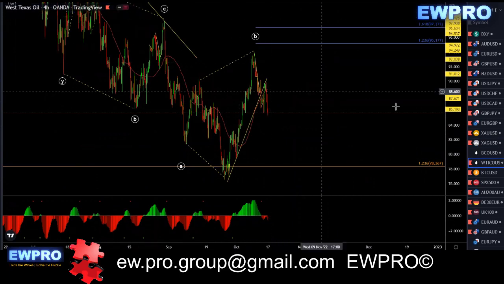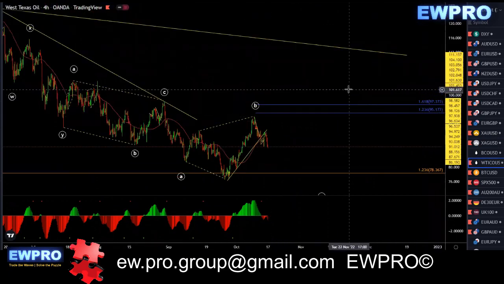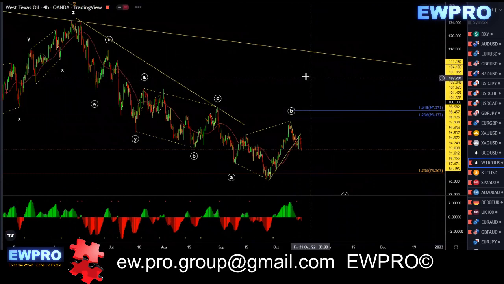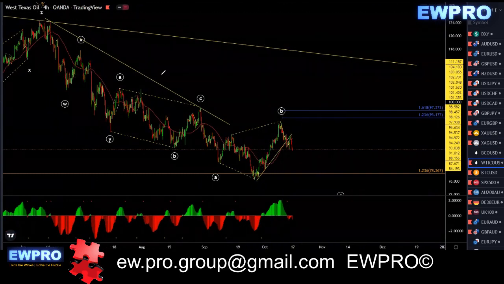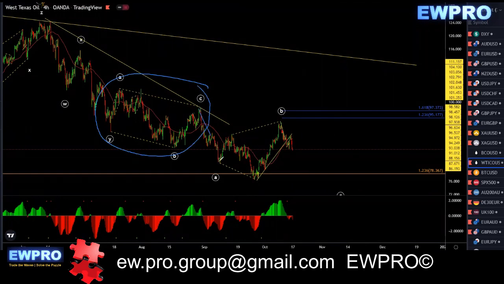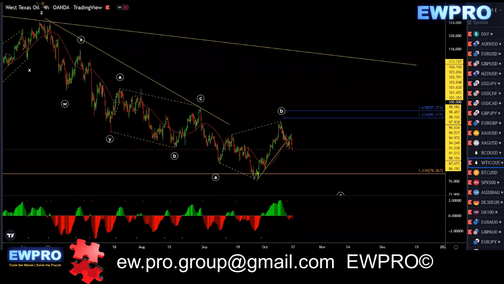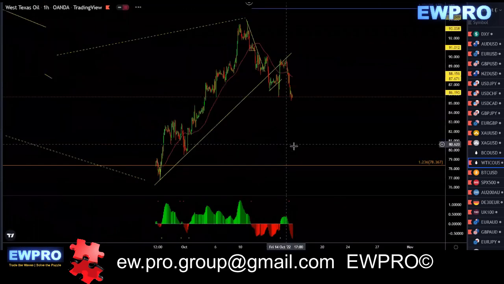WTI. So we're pretty much just getting correction after a correction on this. We got a large correction in here. Then we got a move down, and then we got another larger correction. And it looks very much like a flat. So I'd be more interested in the sell.